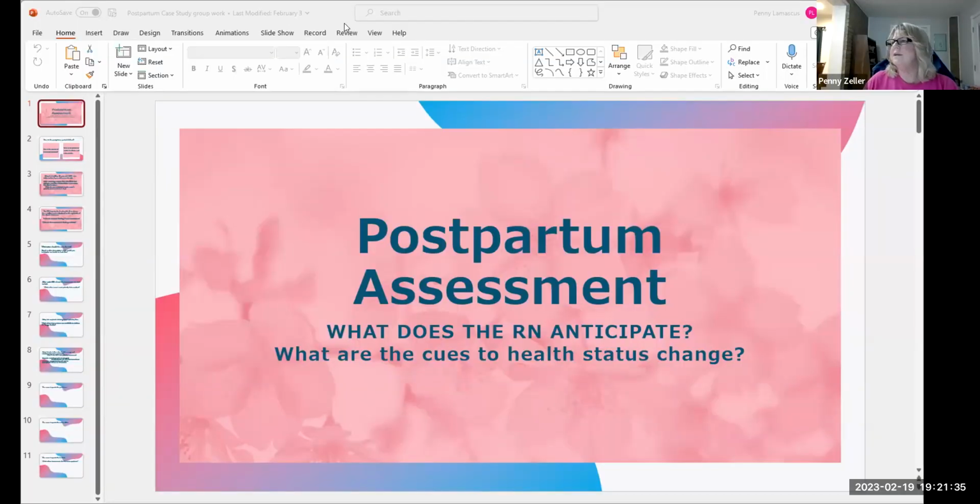Okay, let's do a postpartum assessment together, okay? Let's do one together. So what is your priority? If you have a client that you've received a report on, what is your focus in the postpartum? What do you know about this particular time of peripartum? And what should your focus be? What are some things you anticipate?